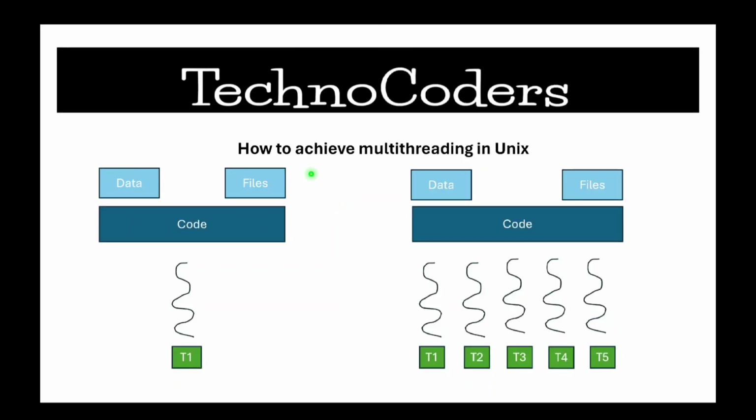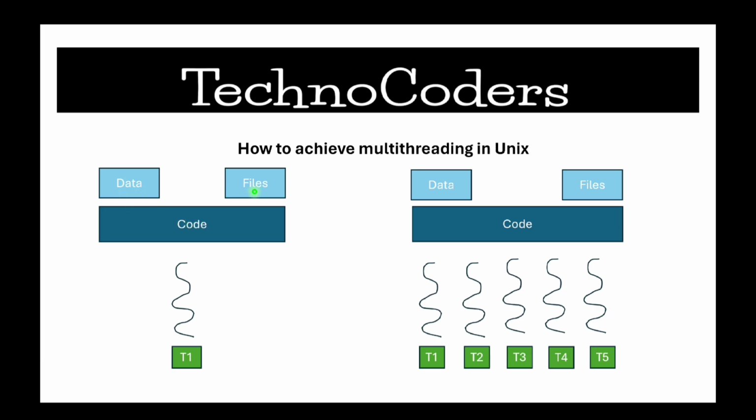I created a very detailed video to explain how multithreading works in Unix. In today's session, I will show you a real-time application, how you can easily write a multithreading program in Unix. So here in this diagram, you can see on the left side I have my code. This code can be anything: Unix, C, C++, Python, Perl, anything.